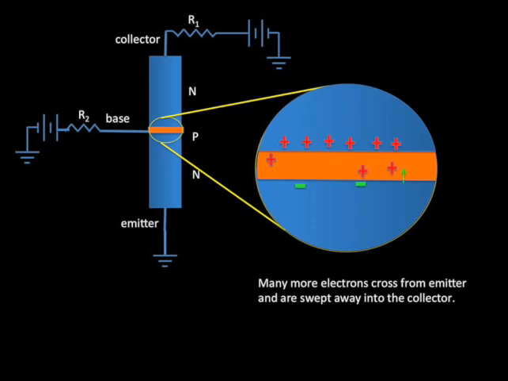In fact, many times more of the electrons move across from the emitter to the base to the collector than recombine with the holes. This means that the current between the emitter and collector is many times larger than the current between the base and the emitter. The emitter-collector current follows the same pattern in time as the variations in the base emitter current, but the emitter-collector current is much larger. Hence, the pattern of the current signal has been amplified.